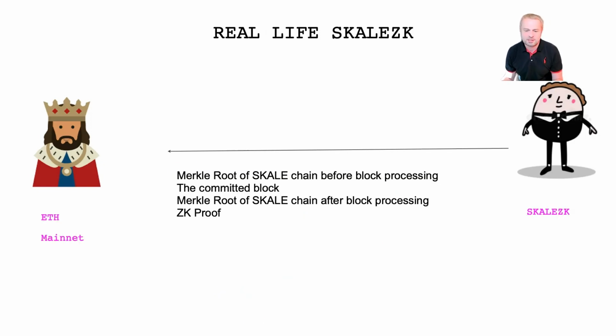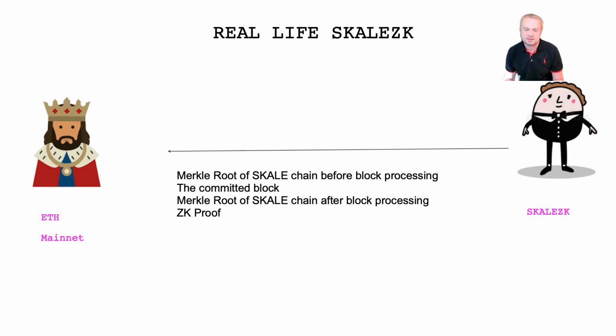And for the last subject, let's discuss how real-life ZK works on SKALE-ZK. In the case of SKALE, ETH mainnet plays the role of the king that verifies things, and the ZK chain from SKALE, a SKALE-ZK chain, plays the role of the librarian.